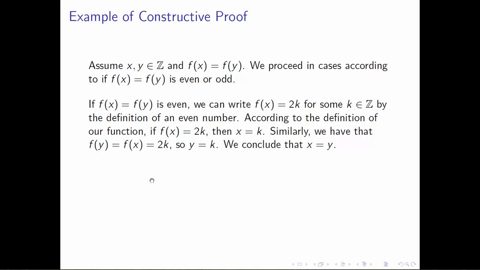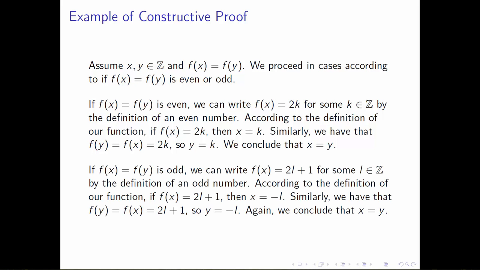Now, similarly, f of y, which is f of x, is now being written as 2k. And also, by the definition of our function, if f of y is equal to 2k, then y is equal to k. Since x is k and y is k, we now can conclude, by this transitivity of equality, that x is equal to y. So this little paragraph covers the case that f of x is equal to f of y, and they're even numbers. We must now cover the case where f of x, which is equal to f of y, is odd, and that's what we do next.